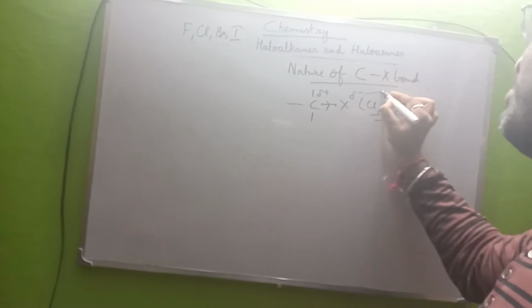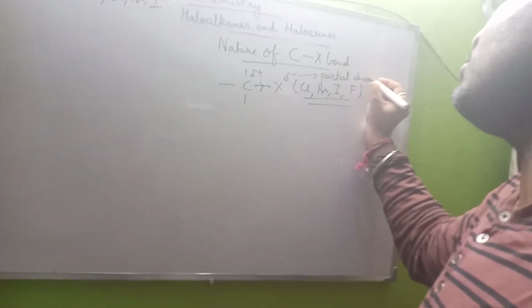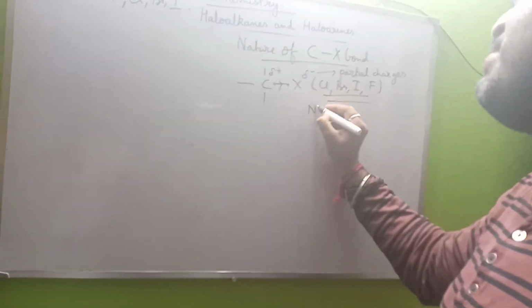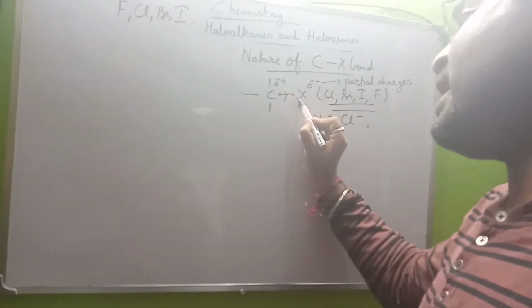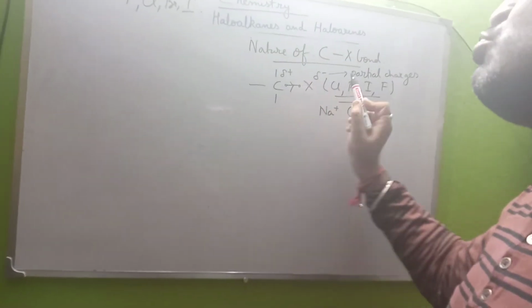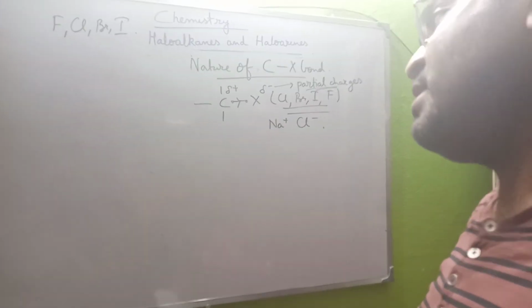Now as I said, partial charges means it is not the charge of Na plus or Cl minus, means it is trying to pull these two electrons more towards itself, therefore there is a partial charge we are talking about.